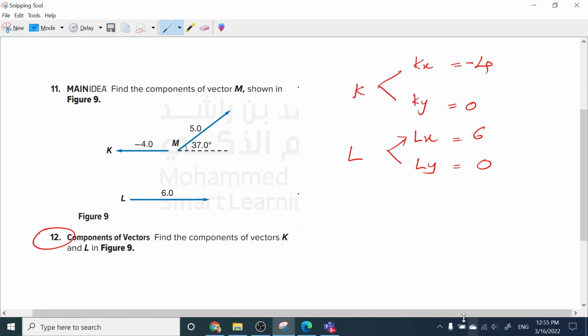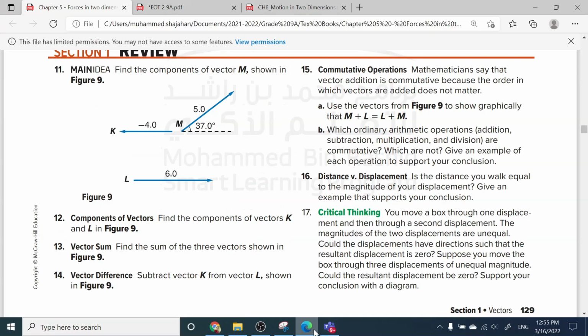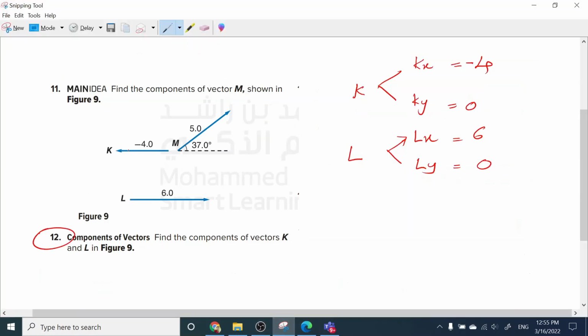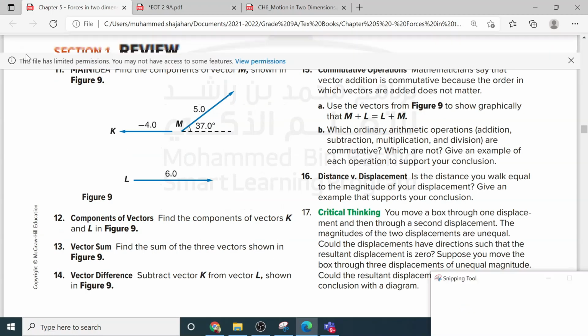Let us move to the next question in the section review. Question number 13, vector sum: find the sum of all three vectors shown in this figure. So here we have three vectors, right?